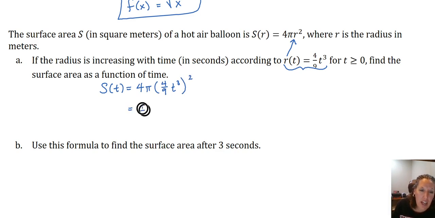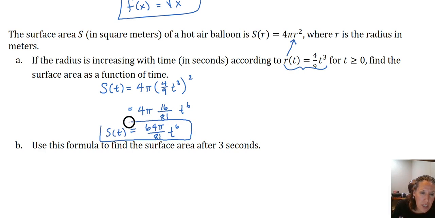So if we simplify that, squaring everything inside the parentheses, 4/9 quantity squared is going to be 16 over 81. And then we'll have t cubed squared, which is a power raised to a power. So we're going to multiply those exponents, and we'll get t to the 6th. Just cleaning this up a little bit, 4 pi times 16 is going to give us 64 pi over 81, and that's still multiplied by t to the 6th. So that is going to be our surface area, now using the variable time instead of the radius.